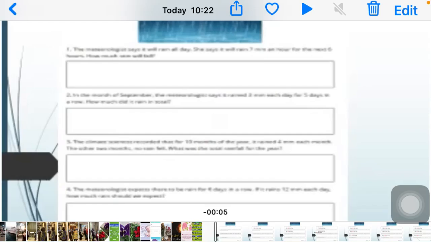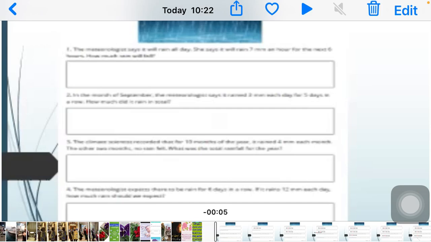Now we're going to understand precipitation math. Look at the page of precipitation math on page 143. Let's read it. There are some story problems. You should use multiplication strategies to solve these story problems.